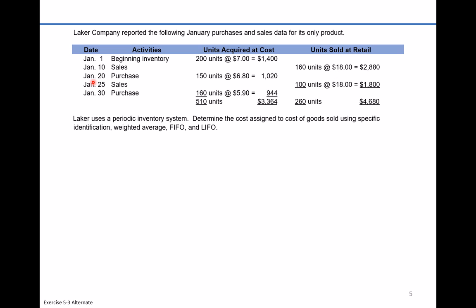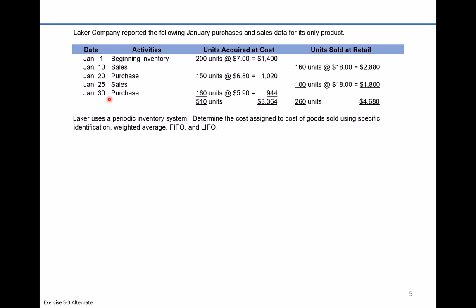January the 20th, they purchased some more goods, 150 units. This time the price went down actually. It went down by 20 cents, so those goods only cost them $6.80 a piece, altogether $1,020. Next, in January on the 25th, they sold 100 units. They sold them at the retail price of $18.